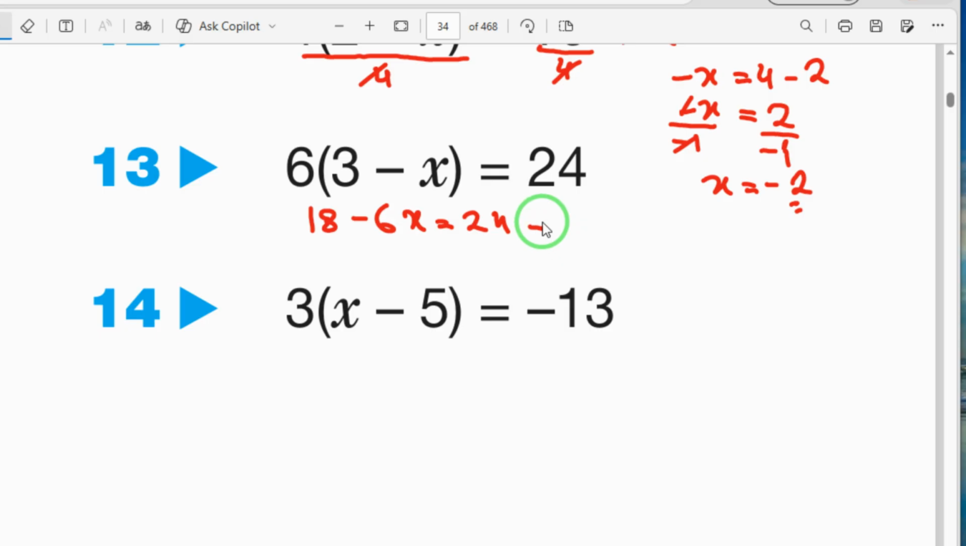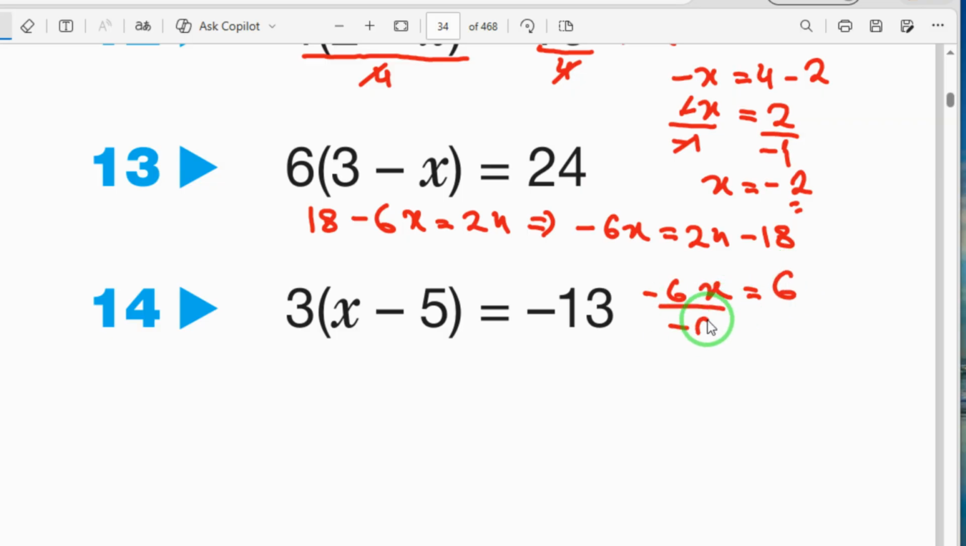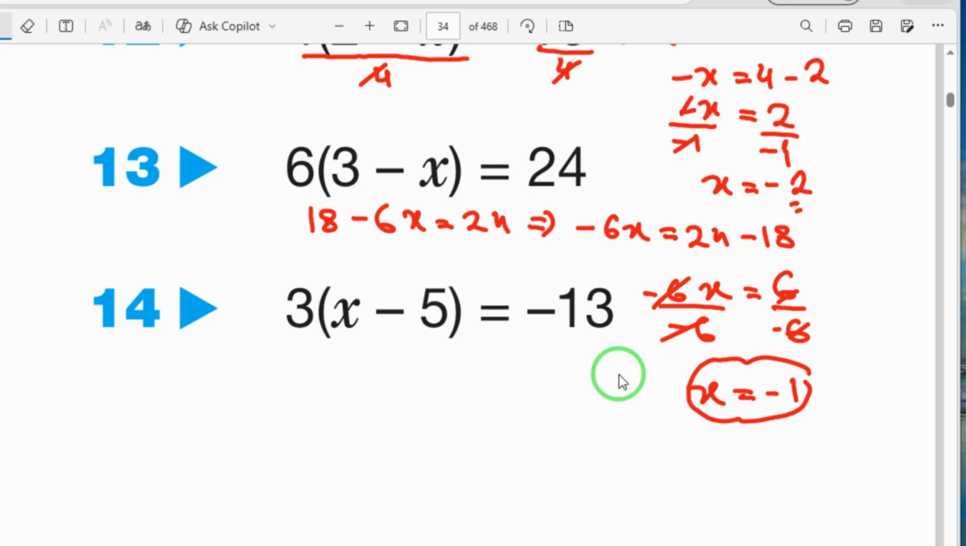So here we write minus 6x equal to 24. Then we carry 18 to the right side, it becomes negative, minus 18. Here we write minus 6x equal to, we subtract here, equal to 6. Then we divide both sides of the equation by minus 6. Here x is equal to, as well as negative, so equal to minus 1. This is the answer of question number 13.